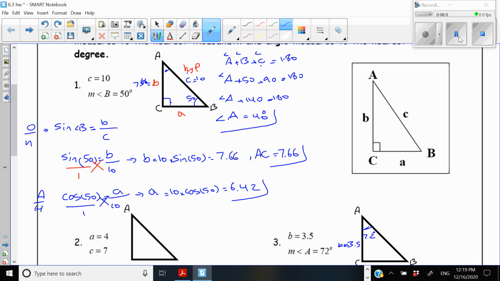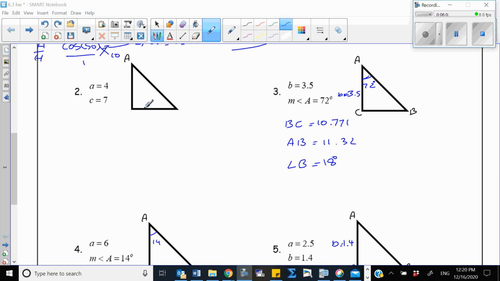Okay. Now let's work on this problem. In this problem, I have side a given. So if this is an angle A, and then we have b and c here, opposite A will be the side a, and it's equal to 4. And side c is also given. It's equal to 7 here. Now, what is missing here? I know that this angle is 90 degrees, so I'm good with this one, but I also need to find this side.